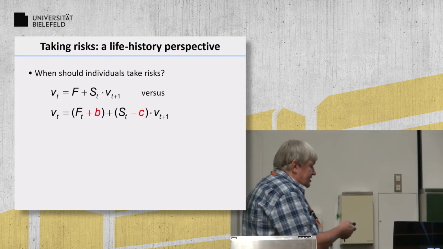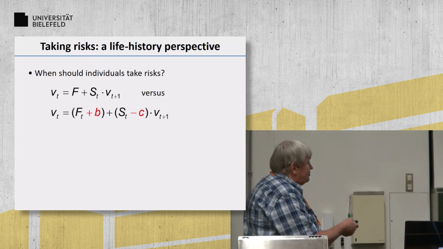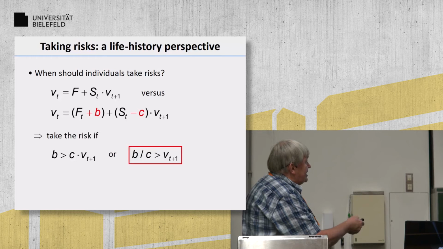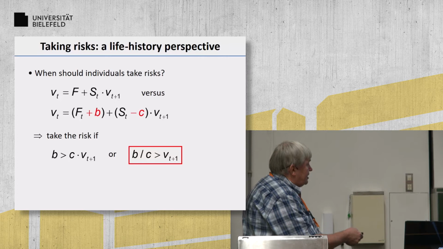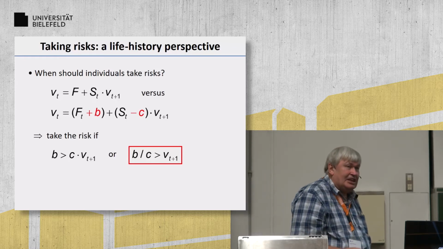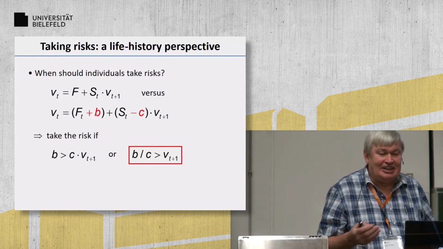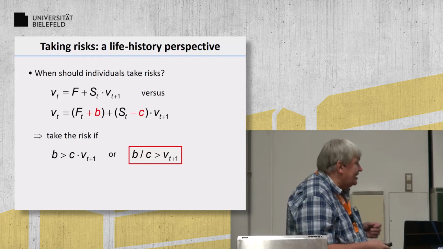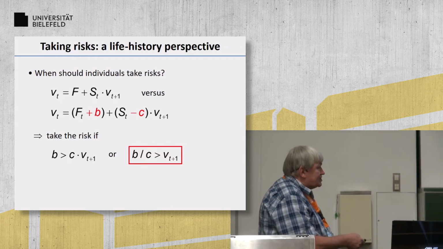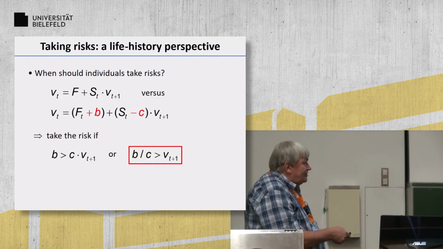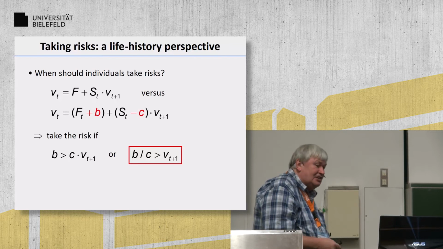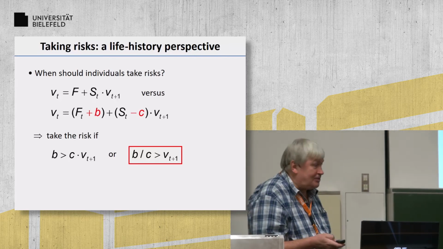Now, the basic thing is, risk-taking behavior like this will be selected if the B term is bigger than the C times V(t+1) term, or in other words, if the benefit-cost ratio is bigger than V(t+1). It looks perhaps like an abstract inequality, but you should remember what this means. V(t+1) is the future fitness expectation of the individual. So basically this is the fitness that an individual can still expect to have in the future.